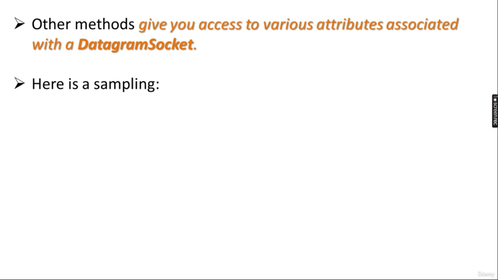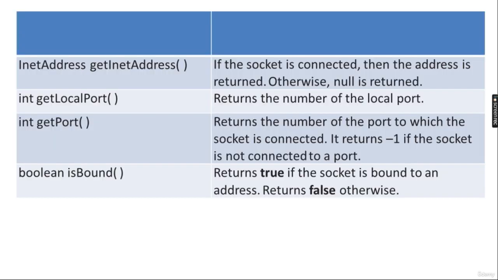Other methods give you access to various attributes associated with the datagram socket. So there are still other methods that will give you access to various attributes associated with the datagram socket. Okay, there is a sampling. InetAddress getInetAddress: if a socket is connected, then the address is returned, otherwise null is returned. getLocalPort returns the number of the local port. Integer getPort returns the number of the port to which the socket is connected. It returns -1 if the socket is not connected to a port.